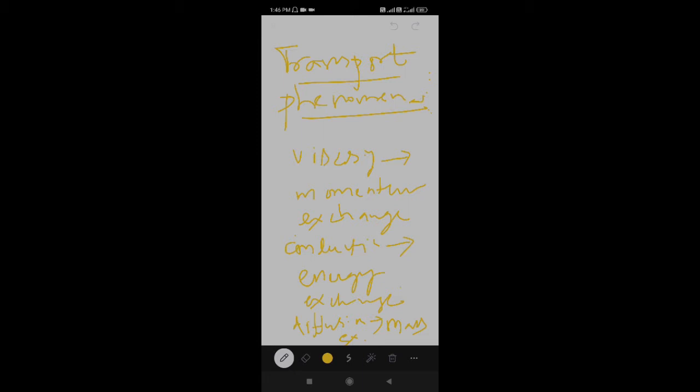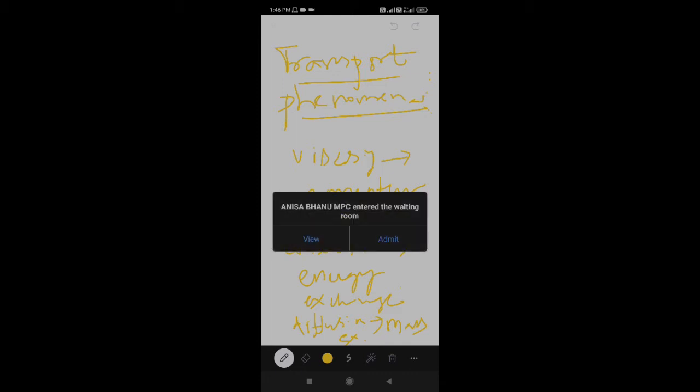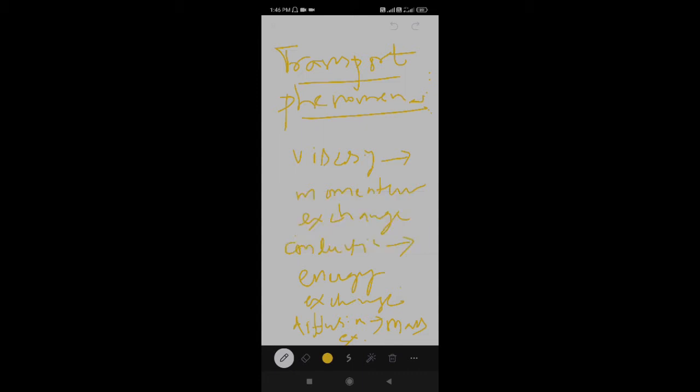Whenever you make a hole in a balloon filled with air, what happens? Air comes outside. That is called diffusion. So mass transport is taking place from the balloon to outside. There we are referring to the property of diffusion.